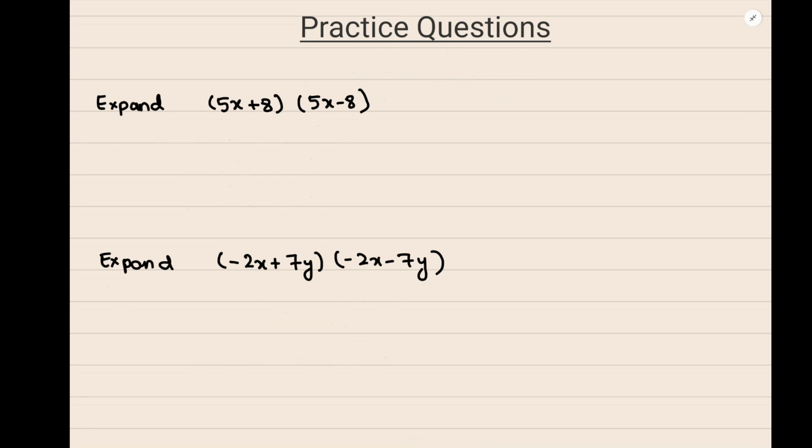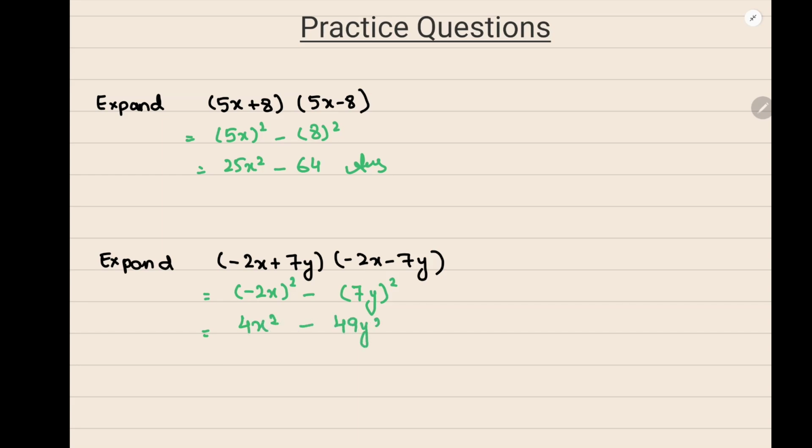These are the practice questions for you to try. Press pause and have a go. When you're ready with your answer, press play. These are the answers.